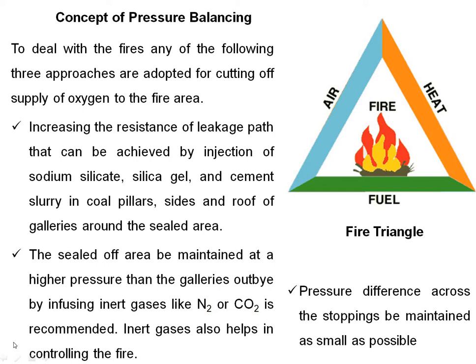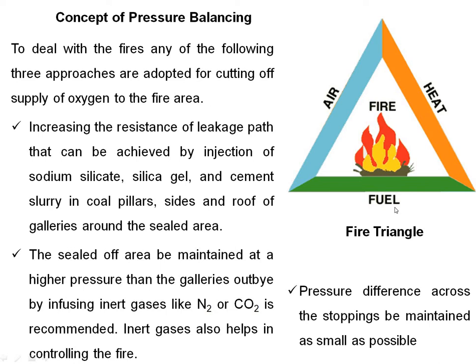Okay, so this is the fire triangle. Here you can see this is a line, this is a line, this is a line, so this is a triangle, and in the middle is the fire, and here it is heat, here it is air, and here it is fuel. So to deal with fires, any of the following three approaches are adopted: cutting off the supply of oxygen to the fire area.